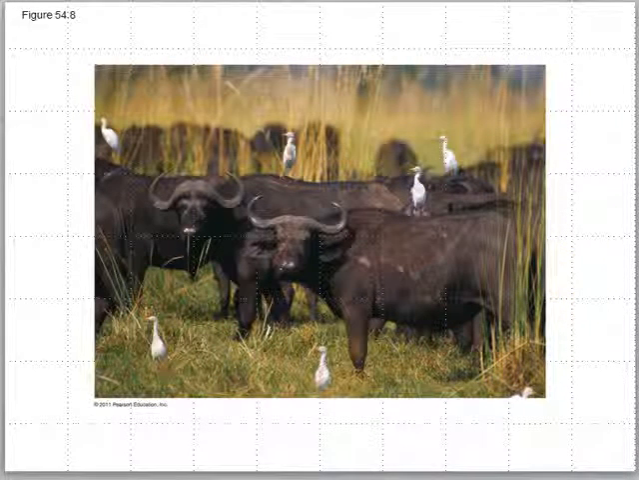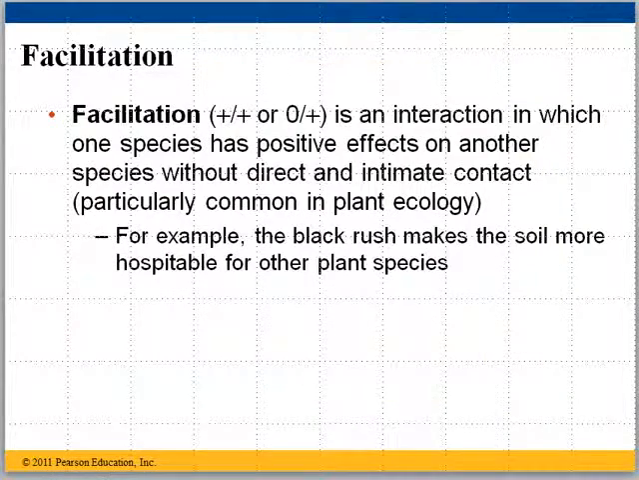One last form of relationship we might want to look at is called facilitation. Facilitation can be positive positive or positive neutral. It's an interaction in which one species has positive effects on another species without direct and intimate contact. And for the most part, we're talking about plant ecology here. So usually when we think about mutualism, we think about direct interaction. These creatures are very intimate with one another throughout their daily lives, but in plant ecology, sometimes you can have one plant have an indirect effect on other plants.